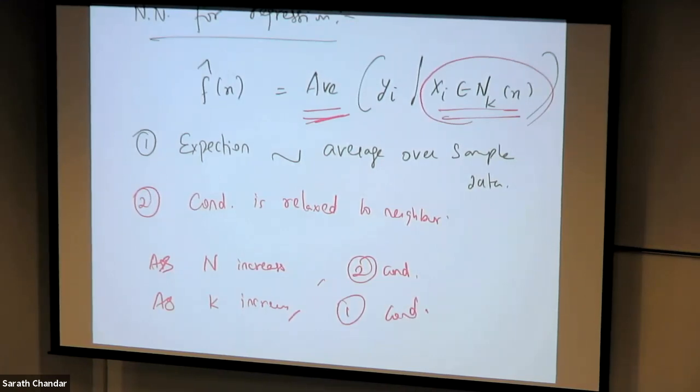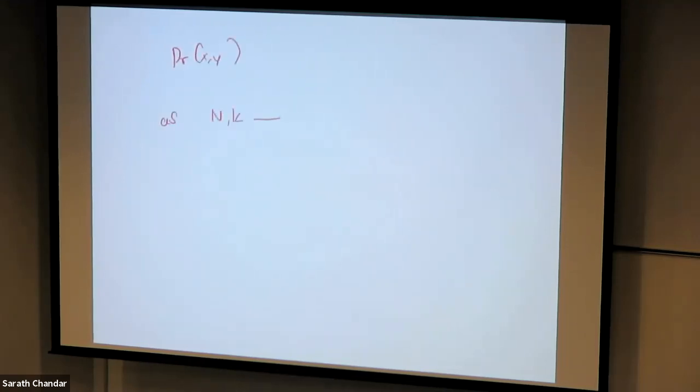Okay, so now one can show that under some mild regularity conditions on the probability of x comma y, as n and k tend to infinity, such that k over n goes to 0, which means n reaches infinity faster, then the f hat of x computed by this nearest neighbor regression will tend to the expected value of y given x is equal to x.